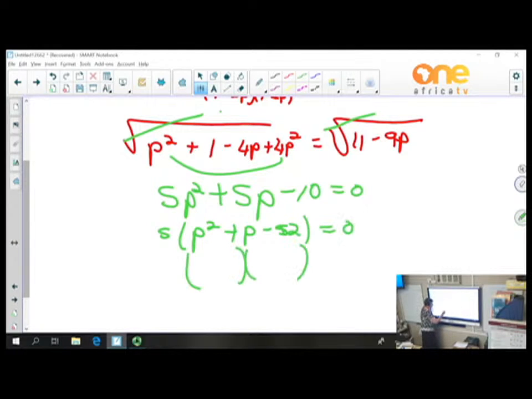Then we can factorize here p, 2, and 1. Signs differ, the biggest combination is positive, and that one is negative. So it means p is equal to negative 2, or p is equal to 1.